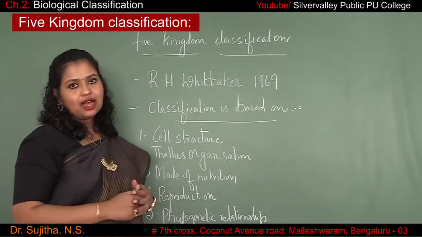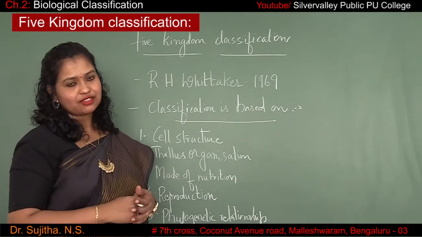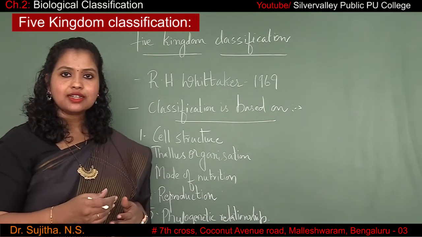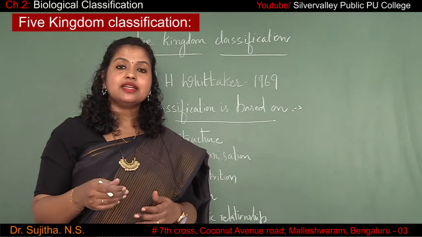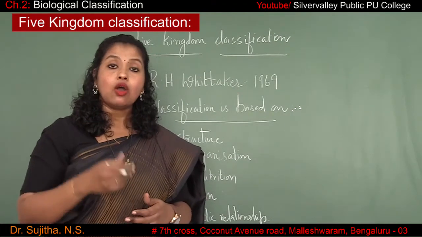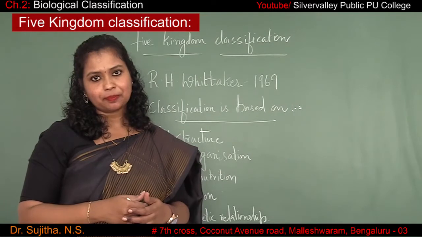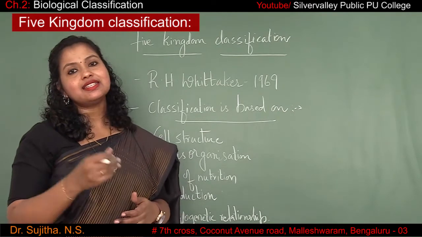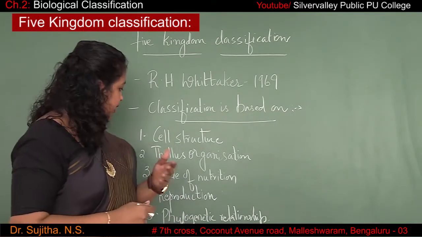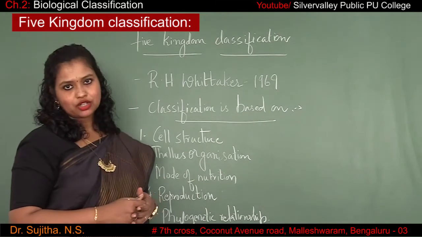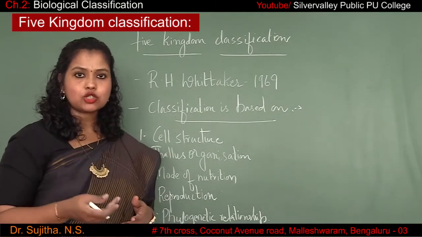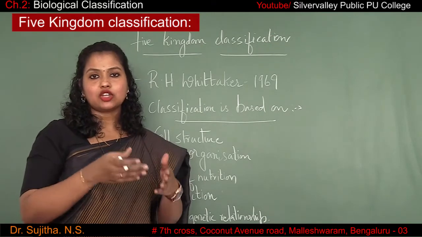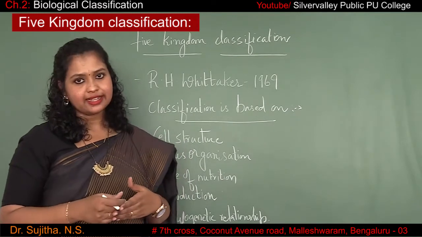The third factor for categorizing this 5-kingdom classification is their mode of nutrition. Whether they are autotrophic, chemosynthetic, heterotrophic, or saprophytic in nature. So with respect to the mode of nutrition, they also categorize this 5-kingdom classification. The next one is reproduction. Whether it's sexual or asexual, whether spores are produced. So based on their reproduction, asexual and sexual types, he categorized them.